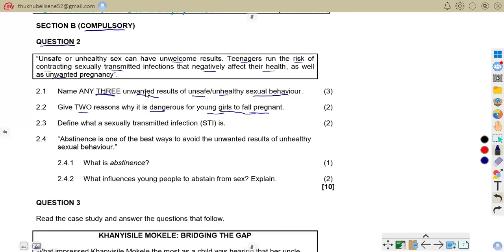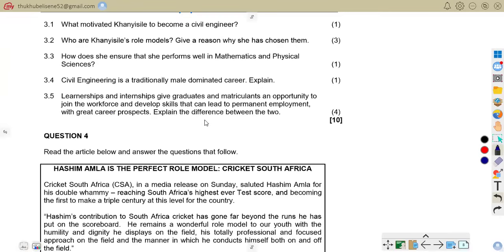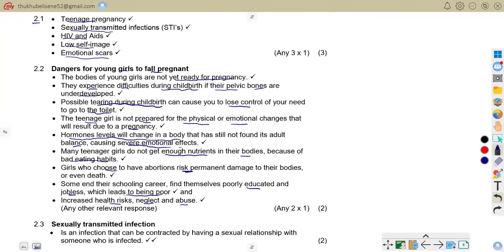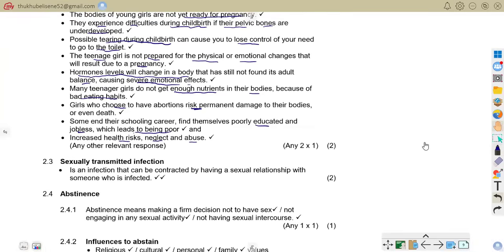Let's come to question 2.3, which is: define sexually transmitted infection, STI. Here are the answers. A sexually transmitted infection is an infection that can be contracted by having a sexual relationship with someone who is infected. So that is an infection contracted through sex with someone who is infected. So that is that.